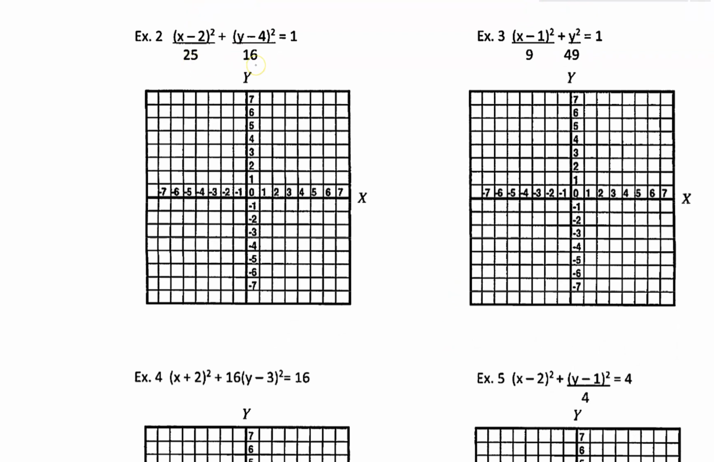You have 25 and 16 for your A and B, and A is under the X value. That tells you this is a horizontal axis. So it's being stretched horizontally. So first things first, you want to find your A. Well, A is really the square root of 25, which is 5. And we'll say, for the sake of argument, plus or minus 5 here.